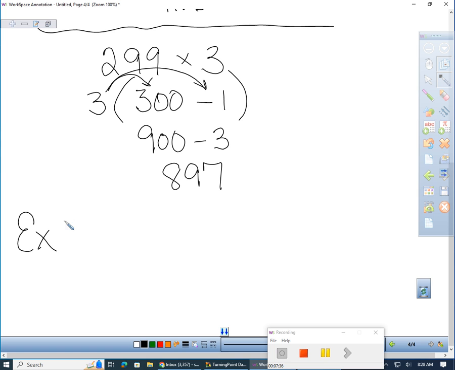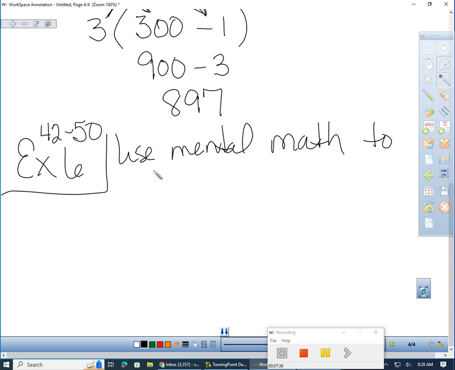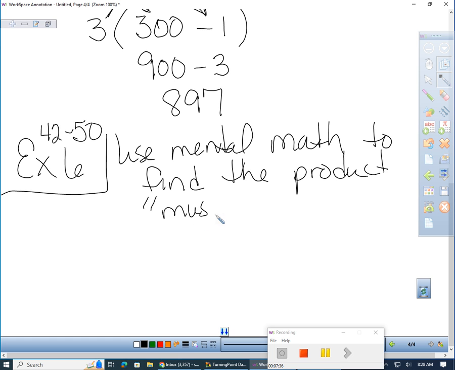Okay, so here is our last example today. Example number 6. All right, this is what you are doing for 42 through 50. It says, use mental math to find the product. And again, anytime it says mental math, you have to show your work. Must show work.